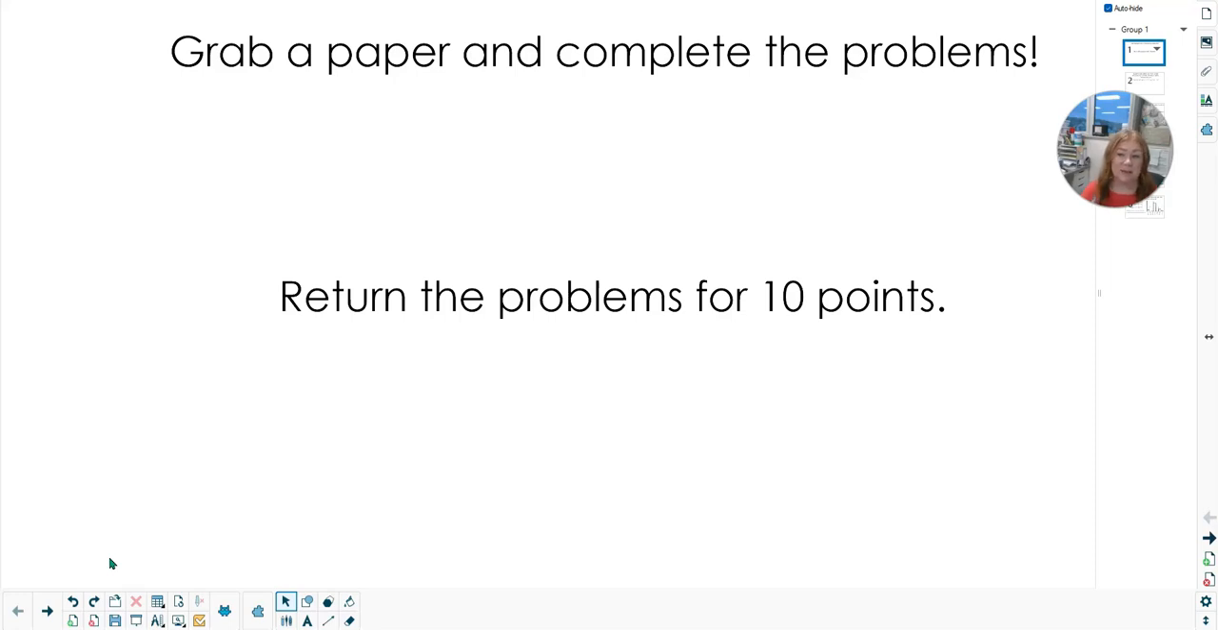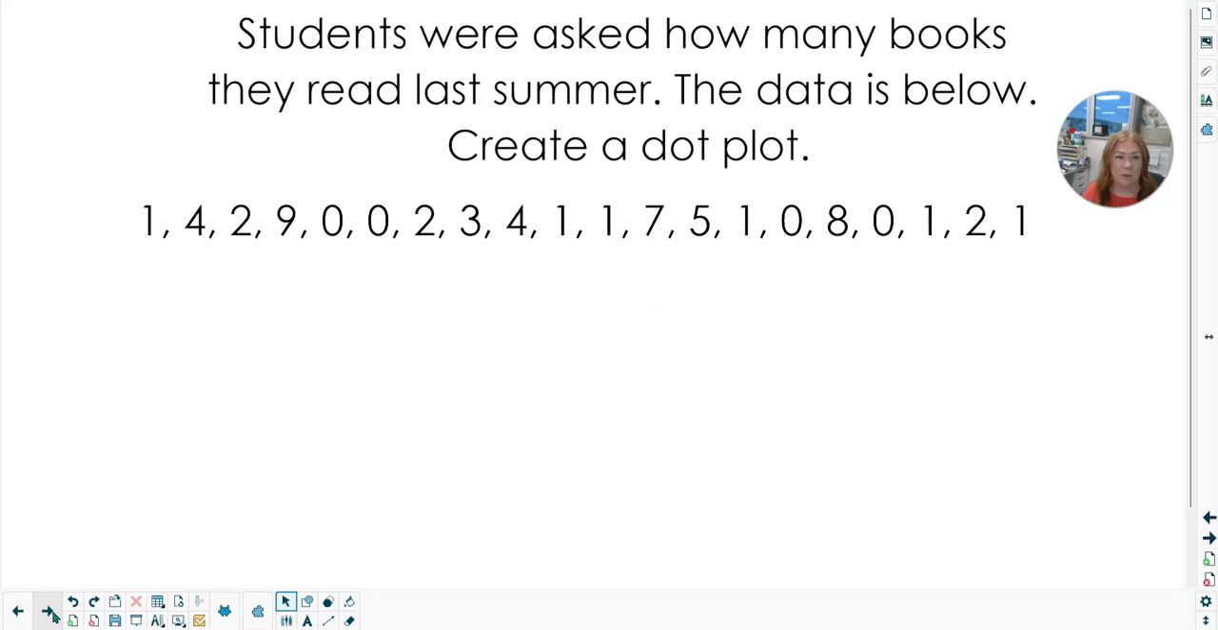All right, we have our test coming up in a few days about statistics. So grab a paper and do these problems with me. Return this paper and you got yourself 10 points. So first we have students were asked how many books they read last summer. The data is below. We're going to create a dot plot.